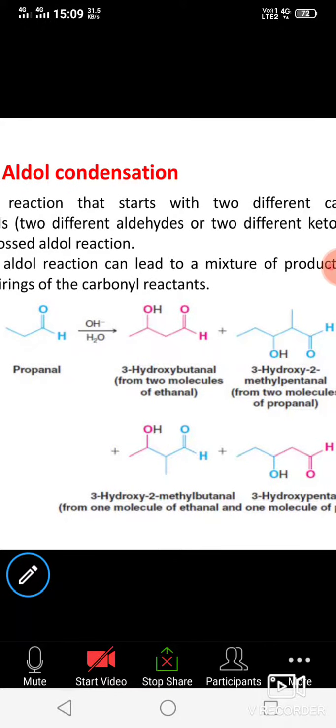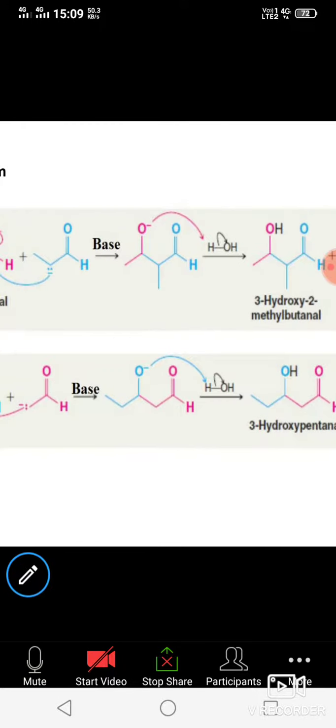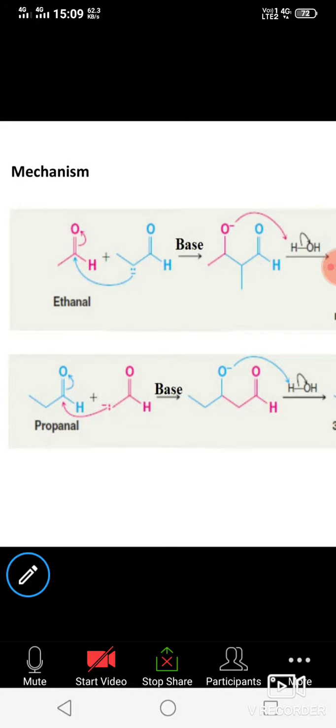This will be more clear when we study the mechanism. So here is the mechanism. In the first case, your ethanal is reacting with the propanal, and propanal is forming the carbanion. Whatever base you have added, the base will abstract the proton from the propanal and it will form the carbanion. That means it will act as an enolate ion.